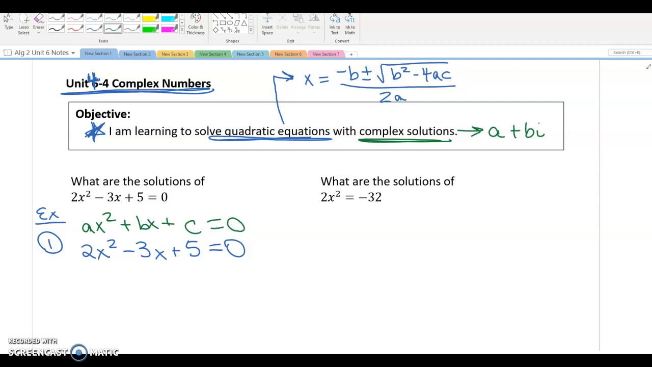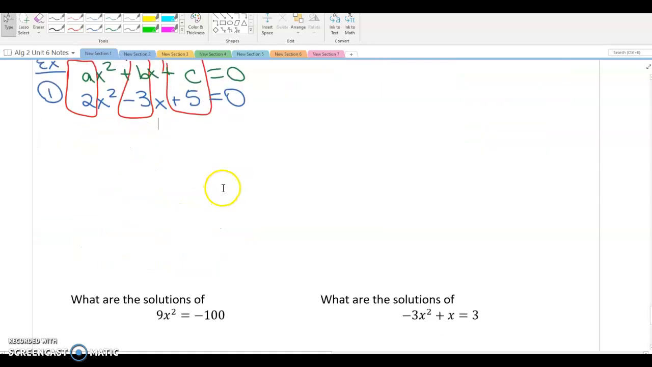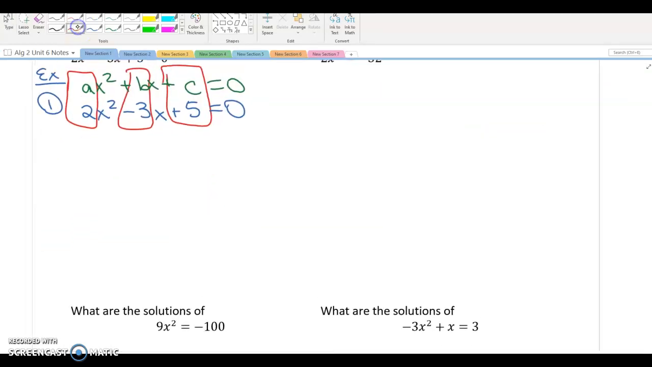What is our a? 2. So a is 2. What is our b? b is negative 3, and c is 5. So now that we have our a, b, and c, we're going to plug into our formula. I am going to rewrite the formula each time, that way we can see it. So it's x equals negative b plus or minus square root b squared minus 4ac, all divided by 2a.